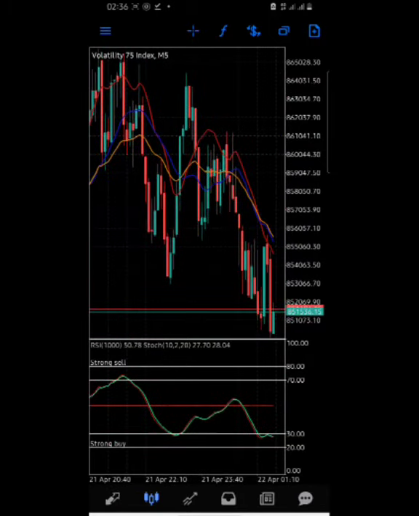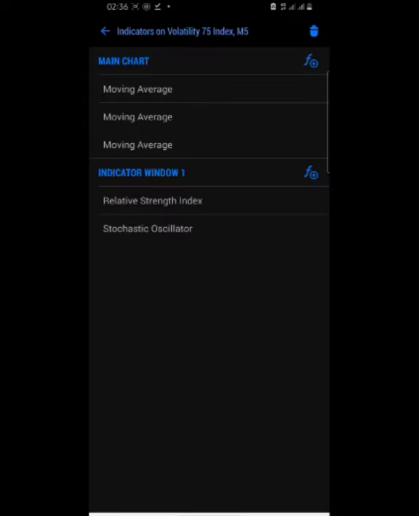So now let me explain it real quick. Before I do the explanation, all you have to do, like usual, is make use of 3 moving averages, a relative strength index, and a stochastic oscillator. So obviously, let's go back.